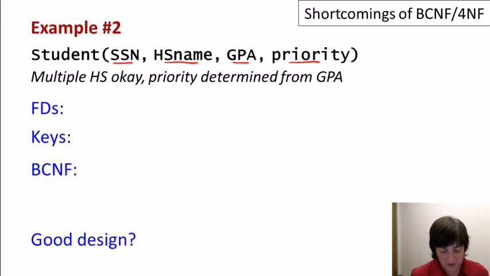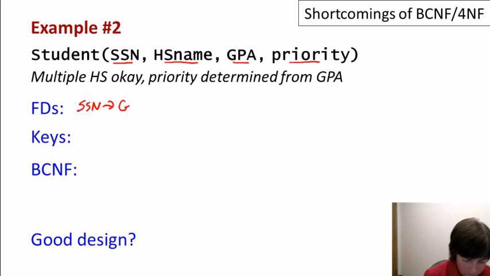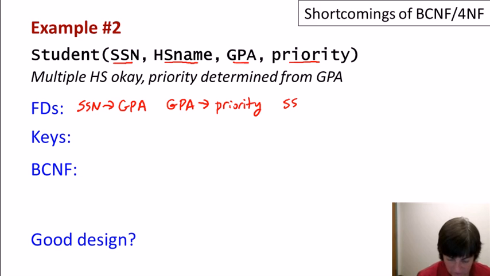And let's assume that students might attend multiple high schools and that the priority is determined from the GPA. So in that case, our functional dependencies are: social security number determines GPA. We're going to assume that students have one GPA. We'll have GPA determines priority. And by the way, we also have, using the transitivity rule, social security number determines priority.